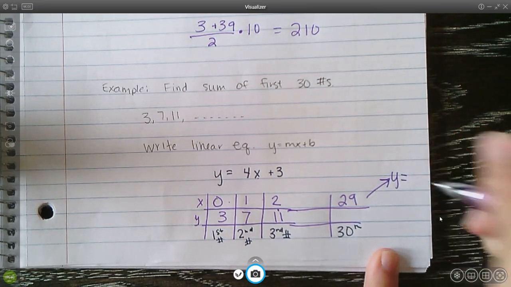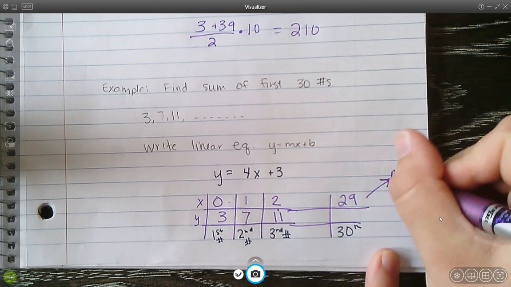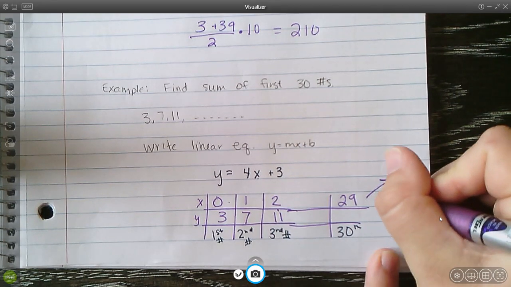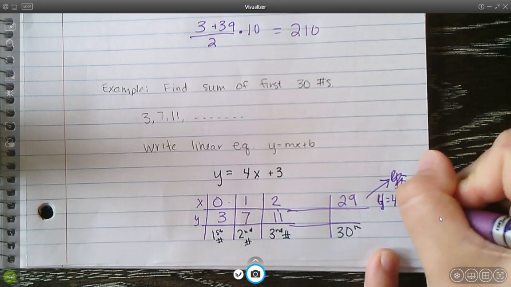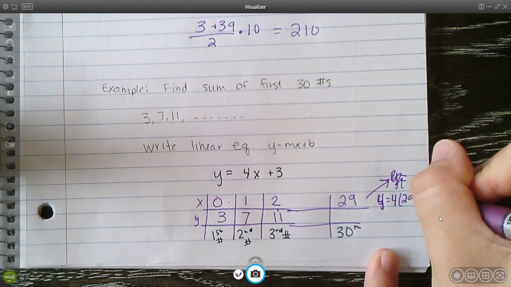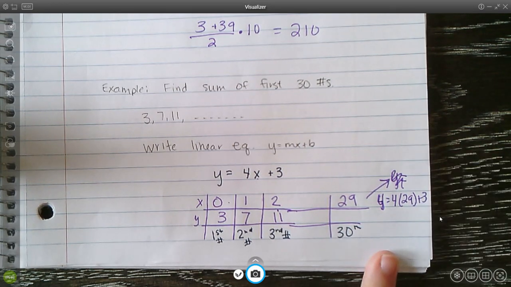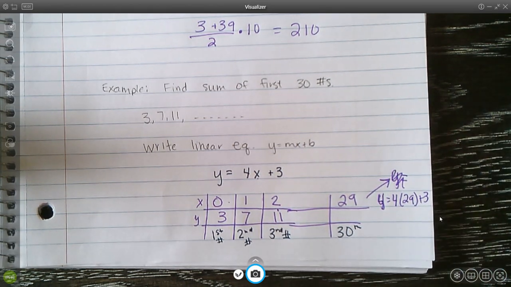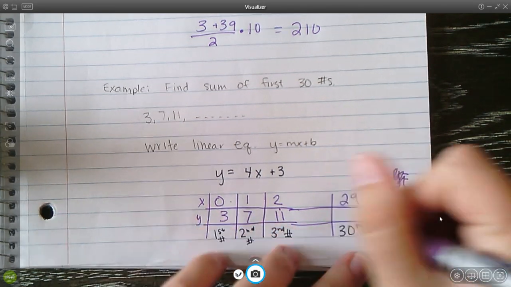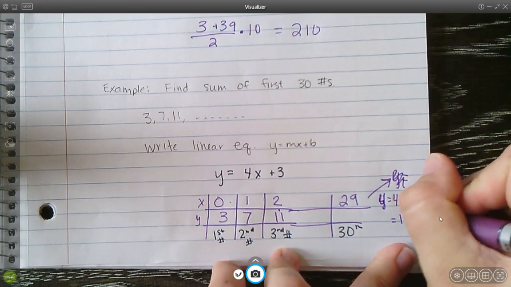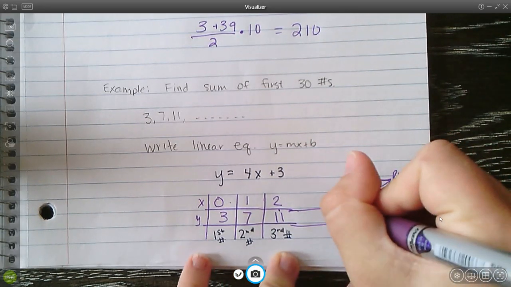So y equals, oh boy, running out of room. Y equals 4 times 29 plus 3. If I put that into my calculator, 4 times 29 plus 3, you get 119. So this equals 119. That is going to be my last number.